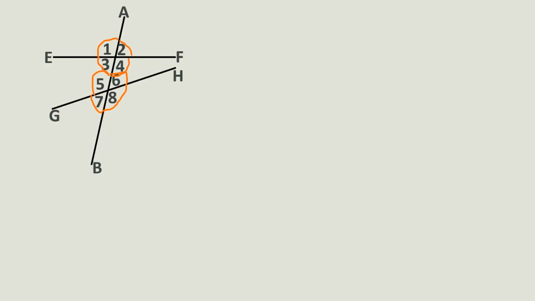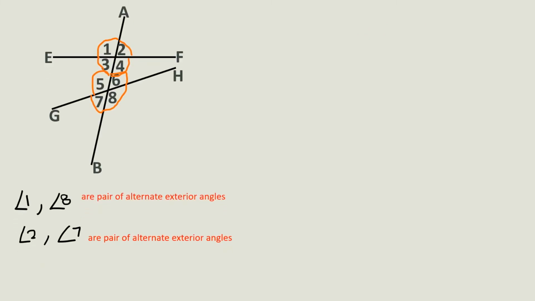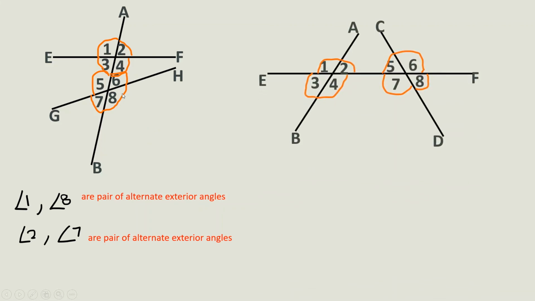Let's see a figure. In this figure, we know that angle 1 and angle 8 are alternate exterior angles because they're outside of the two lines and on the opposite sides of the transversal lines. Angle 2 and angle 7 are also alternate exterior angles. These will not be equal since this is a non-parallel case.